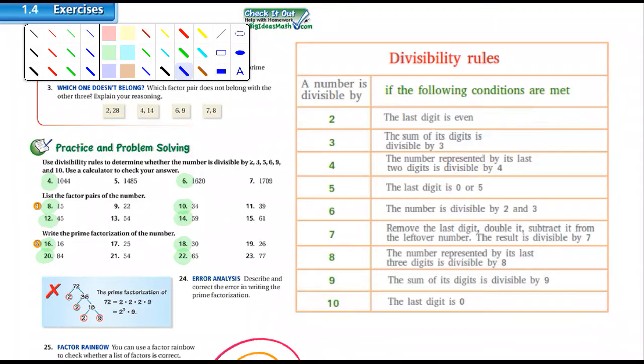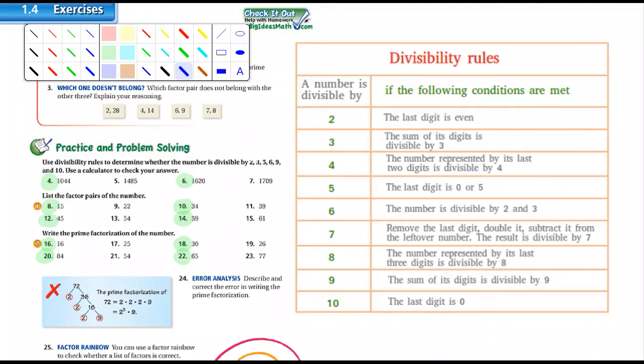Here's the rule for 3. Is the sum of the digits, and sum means you're adding them together, divisible by 3? So, I don't know, how about 241? What's the sum of those digits? You're adding the 2 and the 4 and the 1. What is it? 7. Can you divide 7 by 3? Not evenly. Okay, so that cannot be divided by 3.